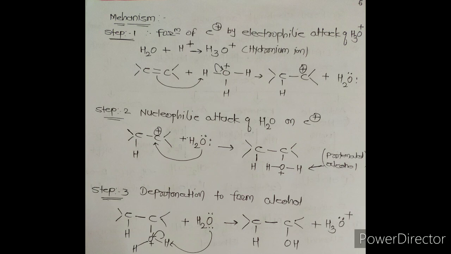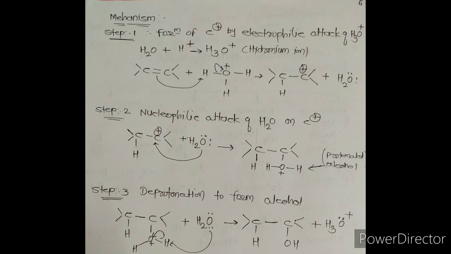Now the second step, that is formation of protonated alcohol. In this reaction, the carbocation generated from the first step reacts with a water molecule. Here carbocation means carbon which contains positive charge. Whenever carbocation reacts with a water molecule, it forms protonated alcohol.